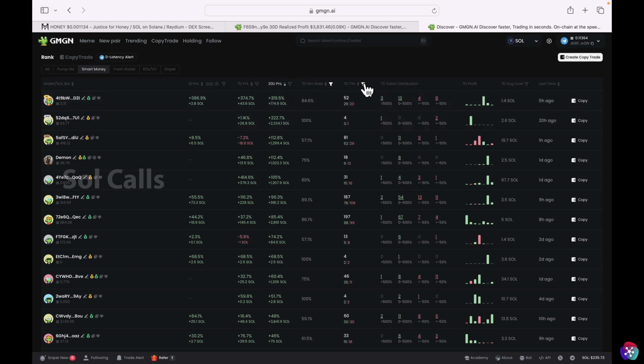What I want to see is something around 200 transactions over the past 7 days, or less than that. This is what I want to see. Their win rate, I want to see above 50%. For their PNL, you can see the top ones. And let's check these wallets.